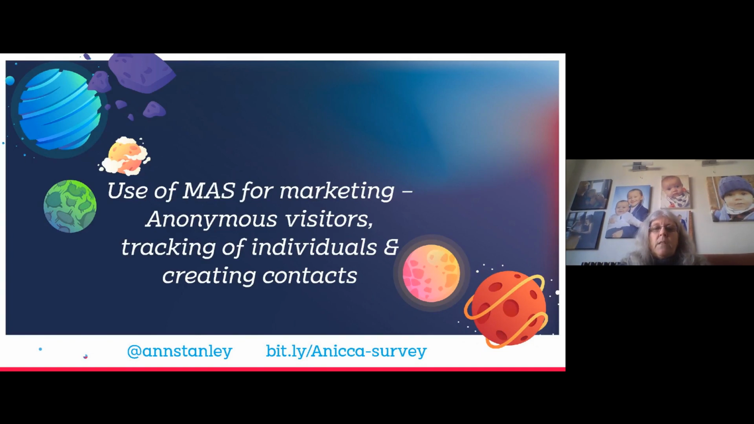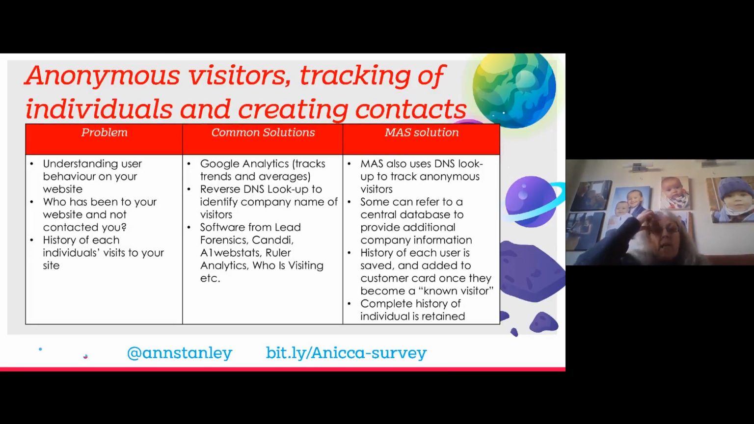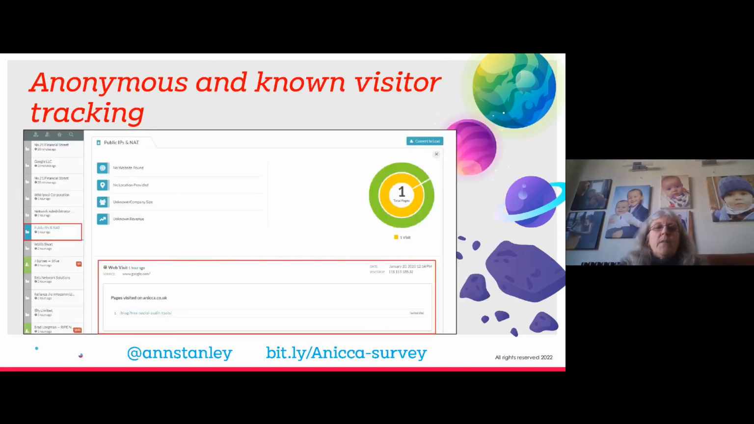So for tracking anonymous individuals and creating contacts then, I won't go through this process as well. If you're familiar, if you get a sales call from Lead Forensics, it's quite similar, it has similar functionality as that. But the advantage of marketing automation is the whole history of that customer is saved. So once they become a known visitor, you can see the whole history. This is a screenshot to show the people that are coming in. This sort of literally is changing minute by minute. I've highlighted this particular record.